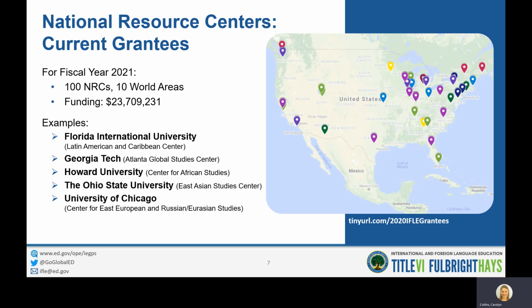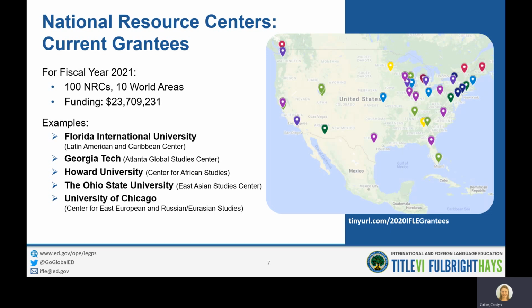On this next slide, you'll see a map that shows where our current grantees for our National Resource Centers program are located. As you'll see, we have 100 NRCs currently that span a range all across the country and represent 10 different world areas. Also not shown on this particular map is Hawaii, but we do have a few National Resource Centers in Hawaii. The National Resource Centers program represents funding of approximately $23.7 million for fiscal year 2021. And as I said, we have 100 centers that can be understood in 10 different world areas, including Africa, Canada, East Asia, Latin America, international, Middle East, South Asia, Southeast Asia, Western Europe, Russia and East Europe, and really covering the entire globe.